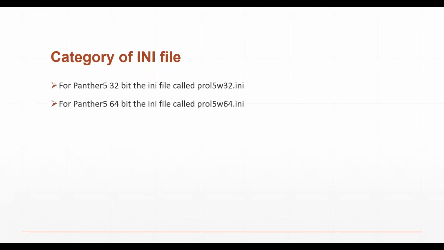Based on the system type, ini files are categorized into two types. For Panther 32-bit, the ini file is called prol5w32.ini. For Panther 64-bit, the ini file is called prol5w64.ini.